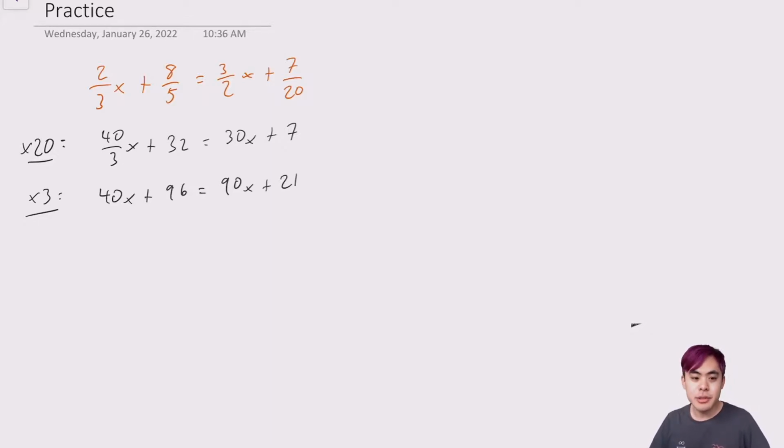Move stuff around, so then that gives you 50x is equal to 75. So x is equal to 75 over 50. You need to simplify, because I did say that you need to put it in the simplest form possible. So that's 3 halves.